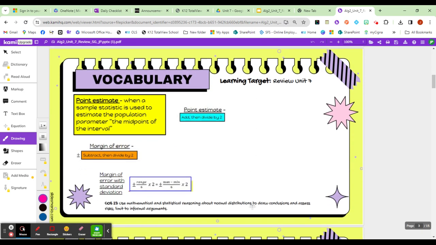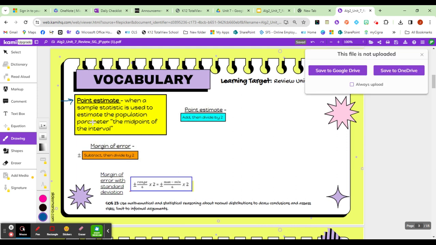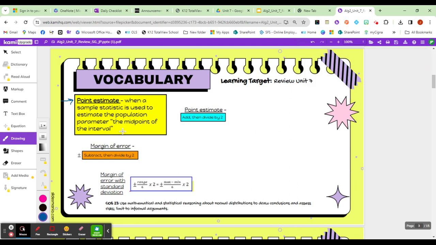On this first slide, I've got some definitions and some formulas. So let's talk real quickly about the definition of point estimate. The definition says when a sample statistic is used to estimate the population parameter. And then I like to say, it's simpler, it's the midpoint of the interval. So if they give you an interval, I'm going to make it easy for myself, like 1 to 3, then the point estimate would be 2. The point estimate would be halfway between those two.